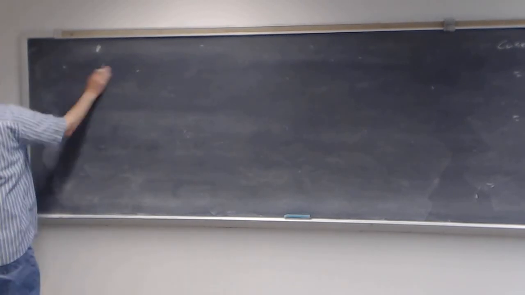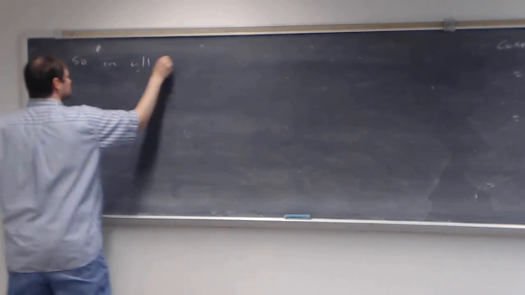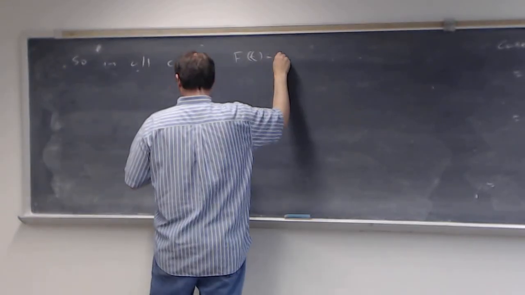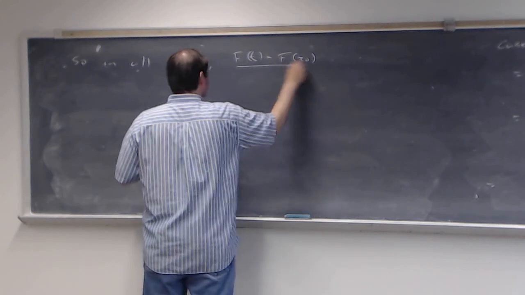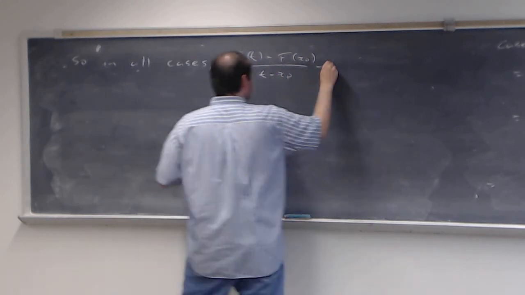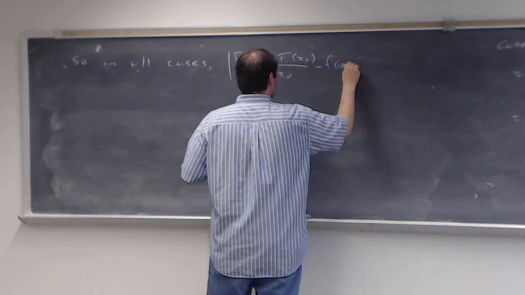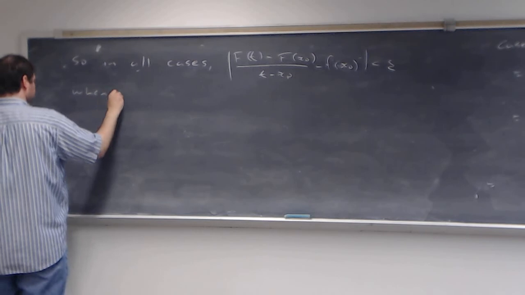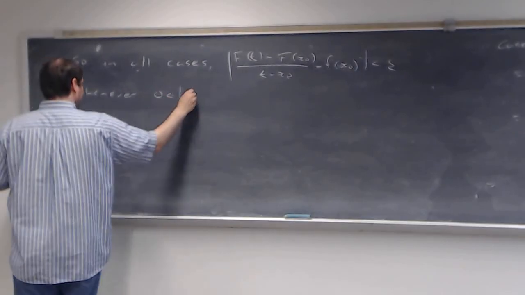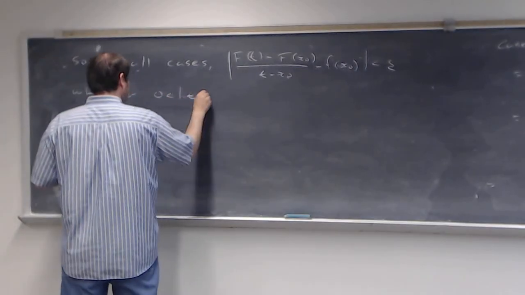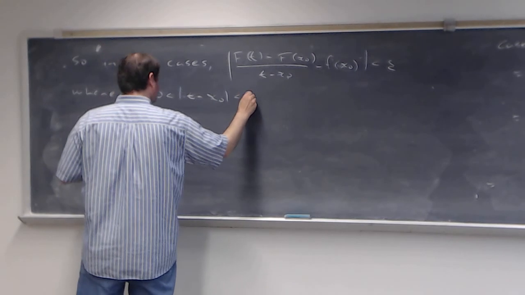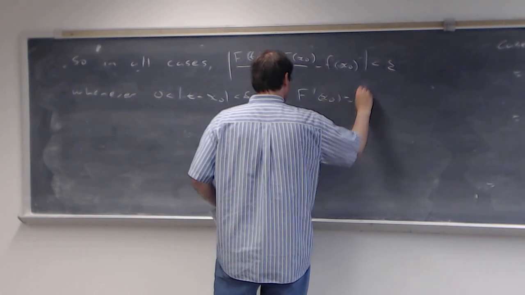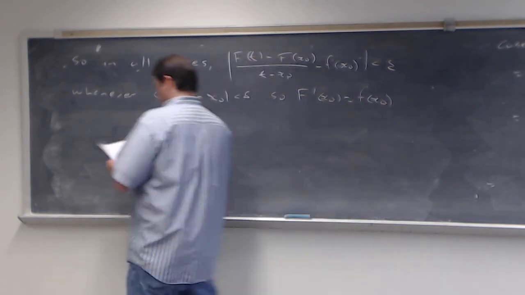So in all cases, the absolute value of F of t minus F of x naught all over t minus x naught, minus little f of x naught, is going to be less than the given epsilon whenever 0 is less than the absolute value of t minus x naught, which is less than delta. So that says that the derivative of big F at x naught is equal to little f evaluated at x naught. That's that proof.